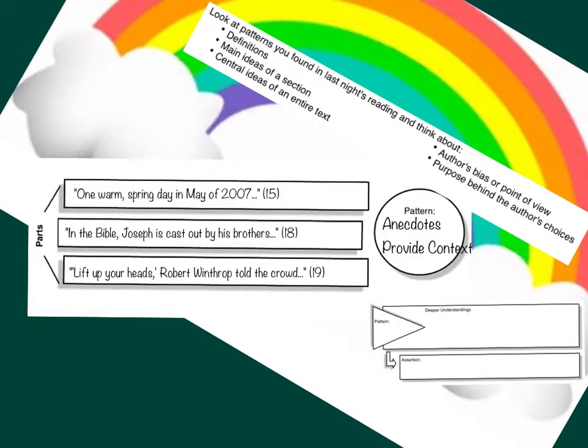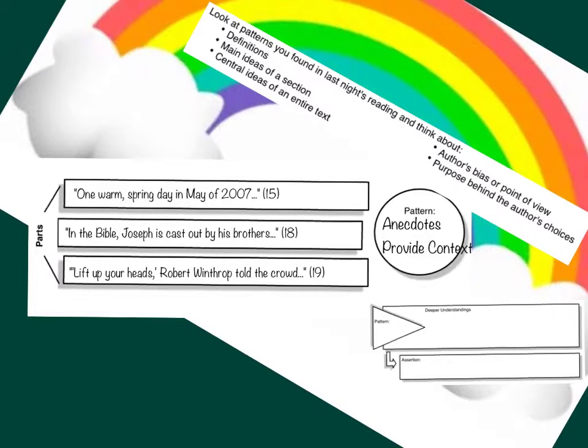Let's take a look at the pattern we talked about in class. Everybody today found a pattern of anecdotes. There were at least 3 or 4 anecdotes in Chapter 1 of Outliers. And I know in one class we talked about the purpose of these anecdotes being to provide context. They gave some background, especially if you didn't really know much about hockey. The hockey stories might have helped.